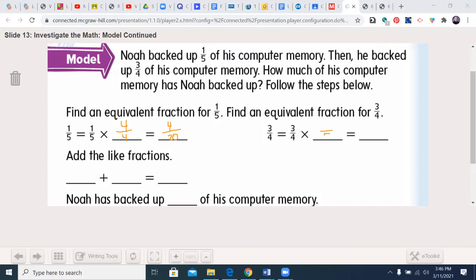Over here, I'm going to multiply them by 5/5. Remember, 5/5 and 4/4 both equal 1. So it's going to be an equivalent fraction. 4 times 5 is 20. 3 times 5 is 15.